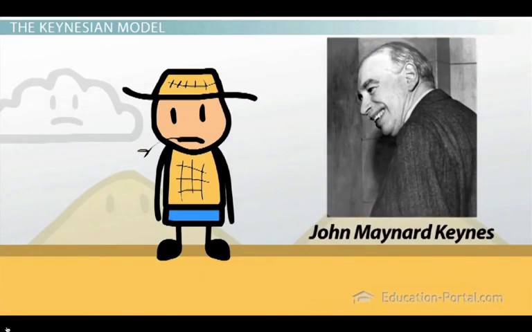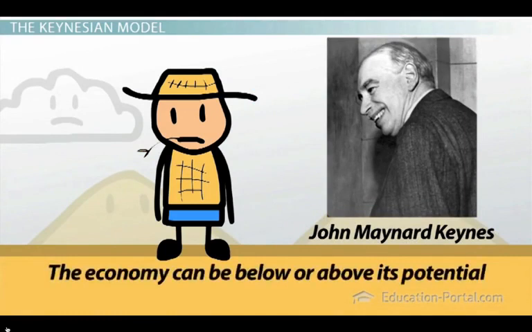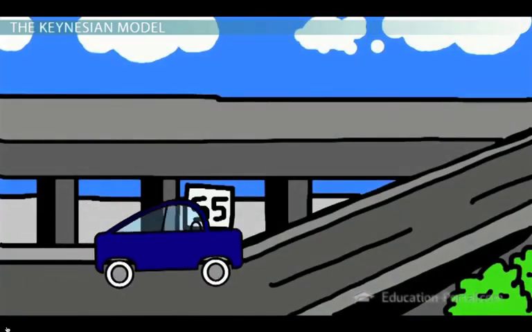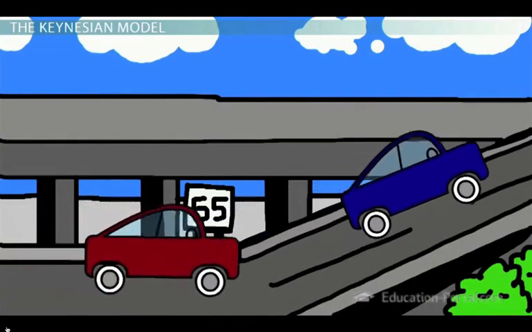Economist John Maynard Keynes observed that the economy is not always at full employment. In other words, the economy can be below or above its potential. During the Great Depression, unemployment was widespread, many businesses failed, and the economy was operating at much less than its potential. Think back to the expressway that Bob was driving on.